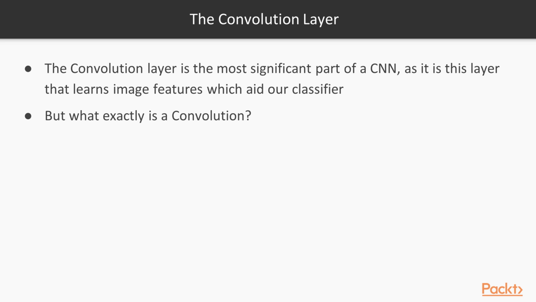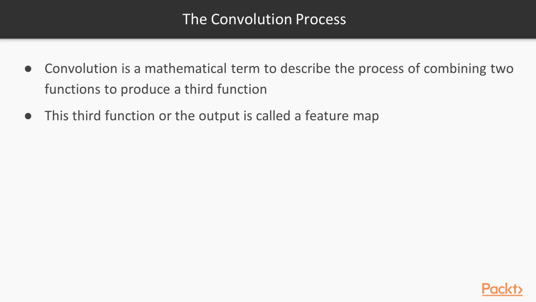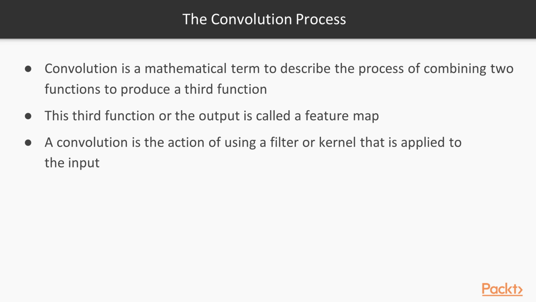So what exactly is a convolution? A convolution is a mathematical process or term that's used to describe combining two functions to produce a third function, and this function is what we call our feature map. A convolution is the action of applying a filter or kernel to the input, in our case the input being our image data, to produce the feature map. The feature map is essentially pieces or segments of the image. So we'll take a look at this now.